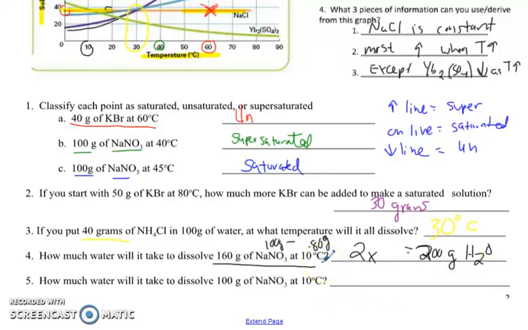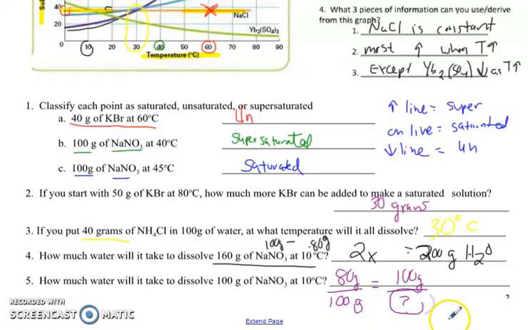And how much water would it take to dissolve 100 grams of sodium nitrate at 10 degrees Celsius? Here we're going to have to do a little bit of conversion. You can either do some cross multiplying and dividing, or you can set up however you'd like. I know that I can dissolve 80 grams in 100 grams of water. So I'm asking, 100 grams will dissolve in how many grams of water?